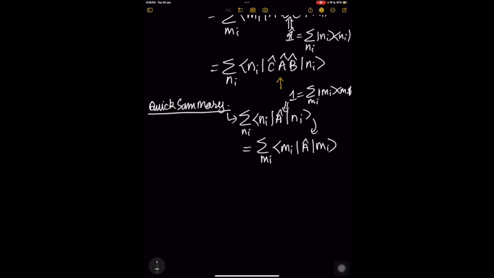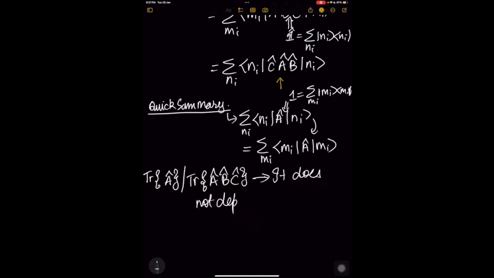So the quick summary for property 2 would be that the trace of any operator, be it a simple operator or a product of a bunch of operators, does not depend on the basis you consider. Okay, so that's a quick summary of property 2.